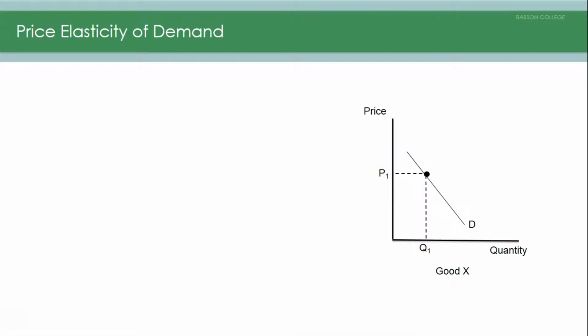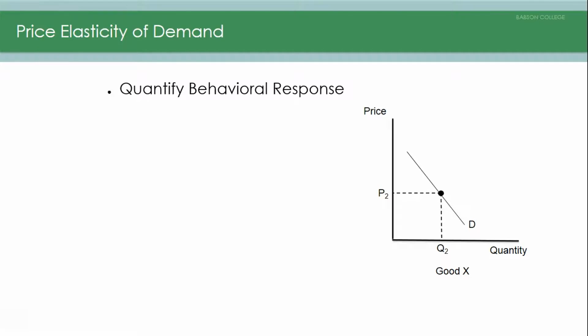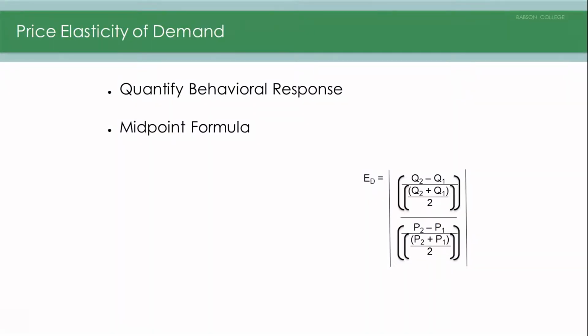Remember that the price elasticity of demand was really looking at the demand curve. So we have one point on the demand curve that's a price and a quantity combination, and then we have a lower point on the demand curve with a price and quantity combination. It's a lower price and a higher quantity. And what we're really trying to do here is capture that behavioral response, the quantity that changes in response to a price change. And the price elasticity of demand is a way to quantify that change.